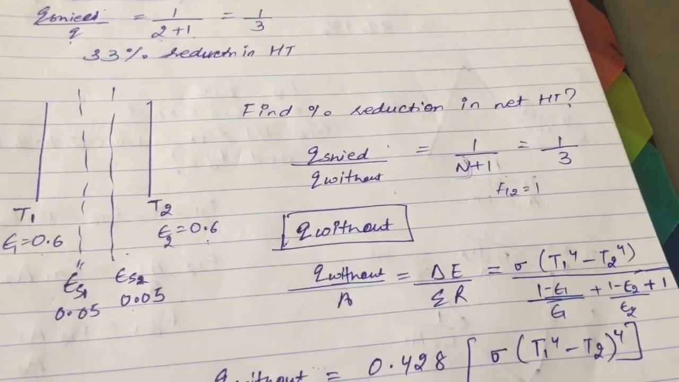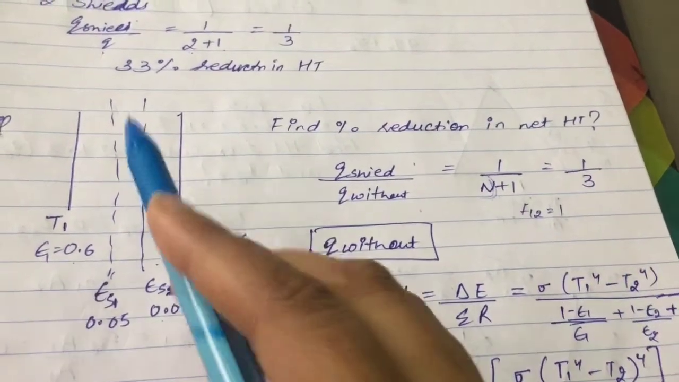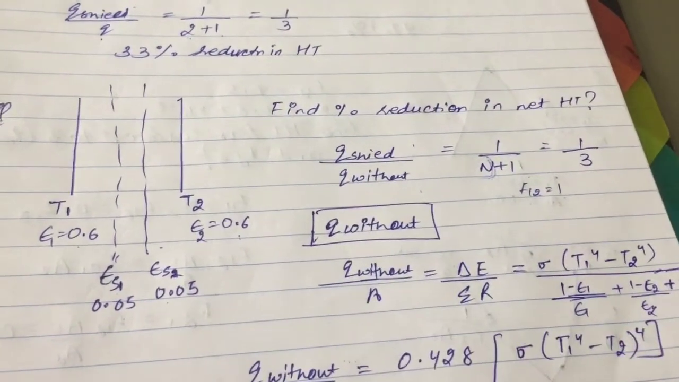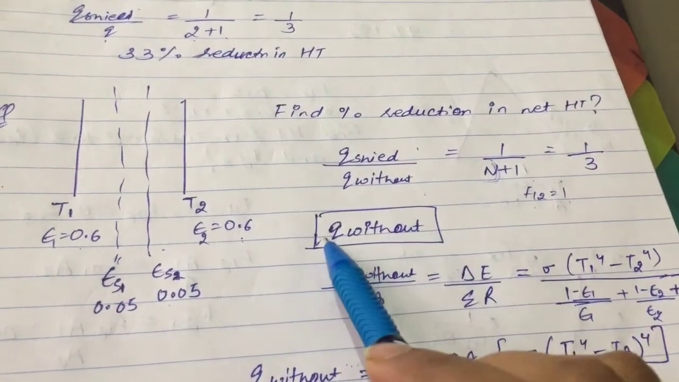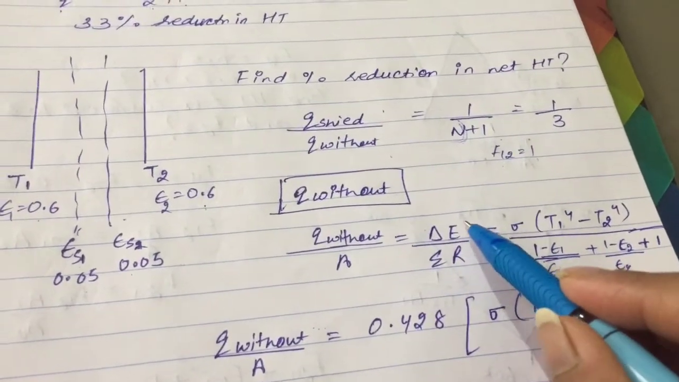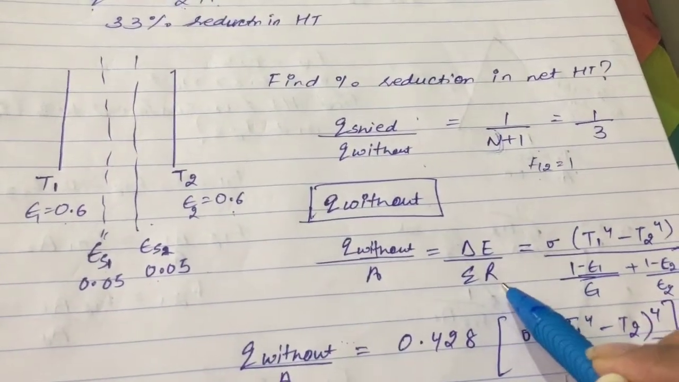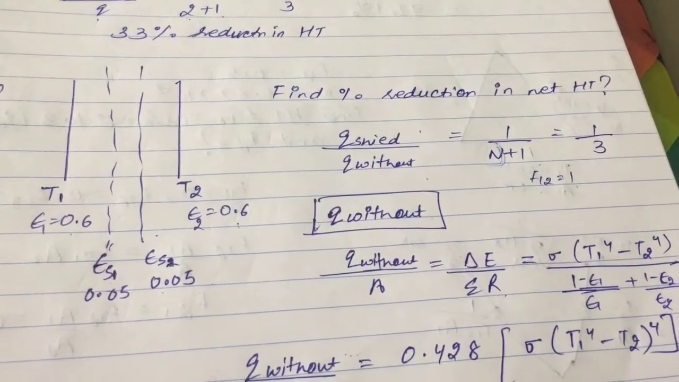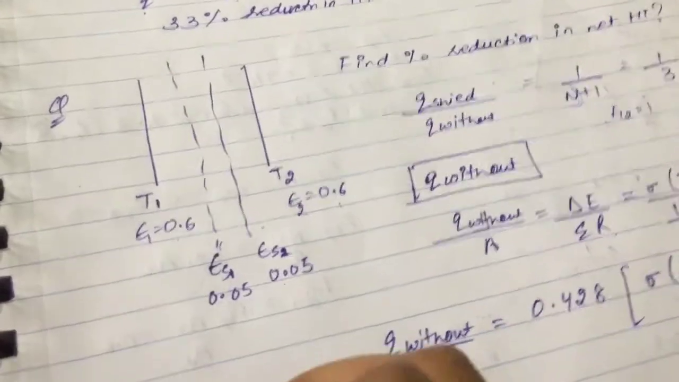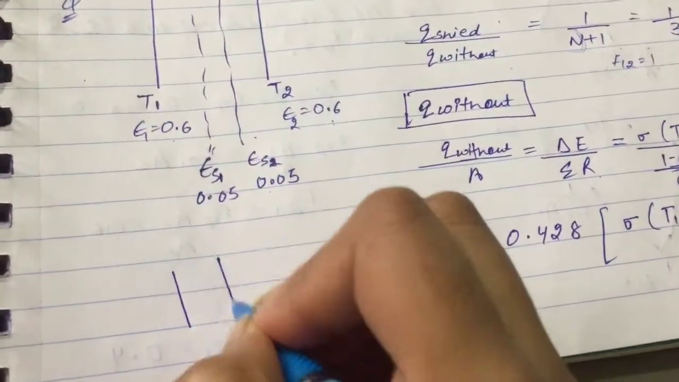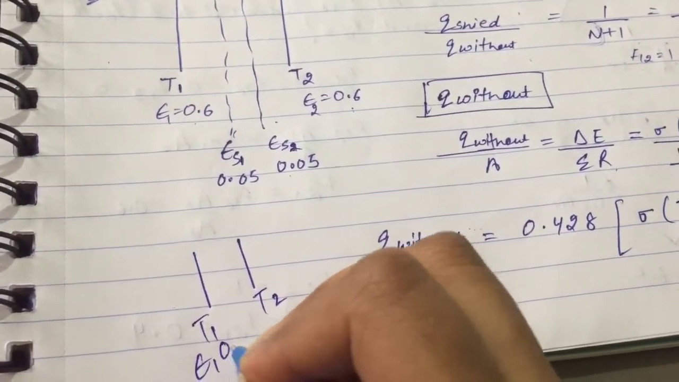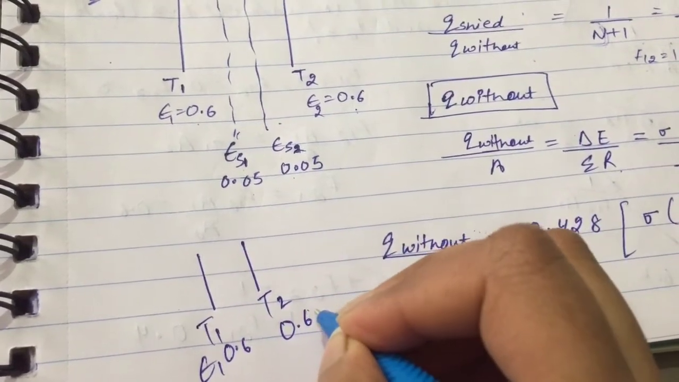Now we know that F12 is equal to 1 because these are two large plates. So we would first calculate the heat transfer without the shield. In the case of Q without the shield, we know that it would be delta E by the summation of R. When there are no shields, only the plates would be present, at T1 and T2 temperature, with epsilon 1 being 0.6 and epsilon 2 being 0.6.